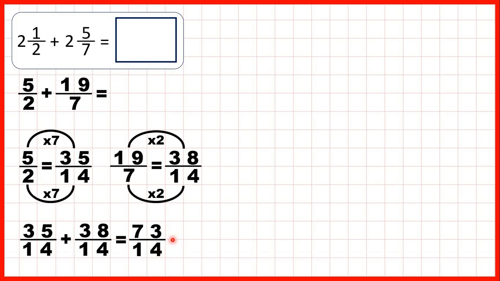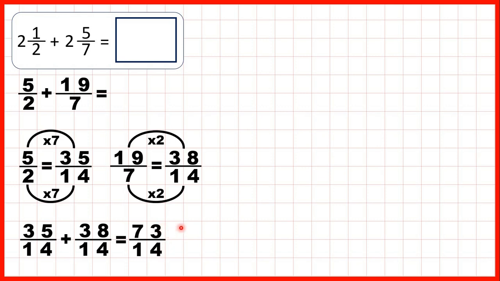an improper fraction. Now most of the time you'll get the mark, you'll get the question correct, even if you leave your answer as an improper fraction. But we can turn that back into a mixed number by dividing 73 by 14.